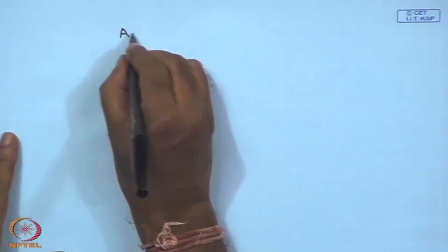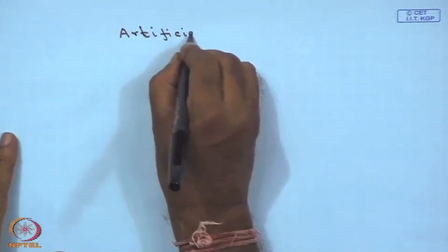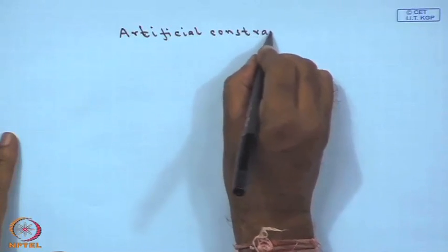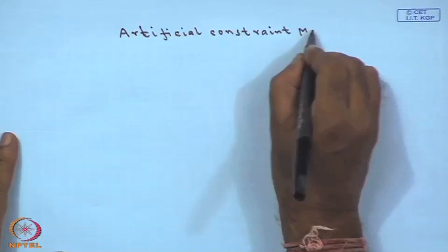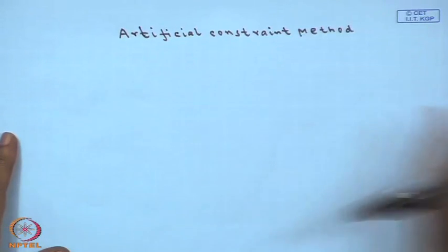That is another one, the artificial constraint method for the initial basic feasible solution.